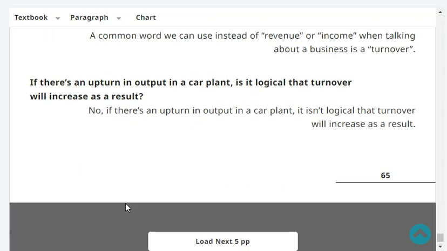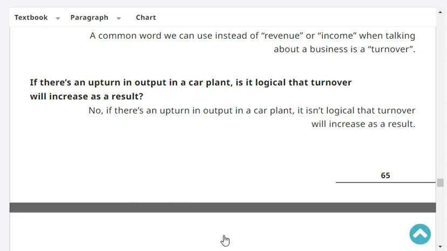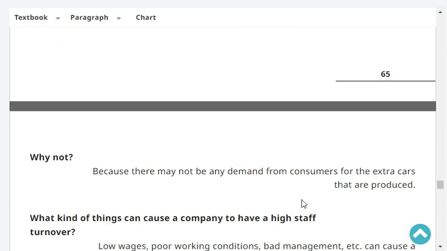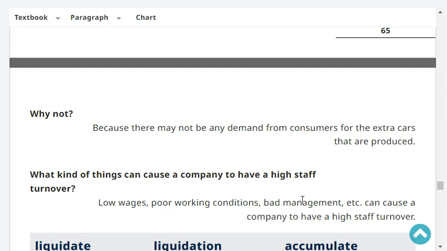Very good. If there's an upturn in output in a car plant, is it logical that turnover will increase as a result? No. If there is an upturn in output in a car plant, it isn't logical that turnover will increase as a result. Why not? Because there may not be any demand from consumers for the extra cars that are produced.